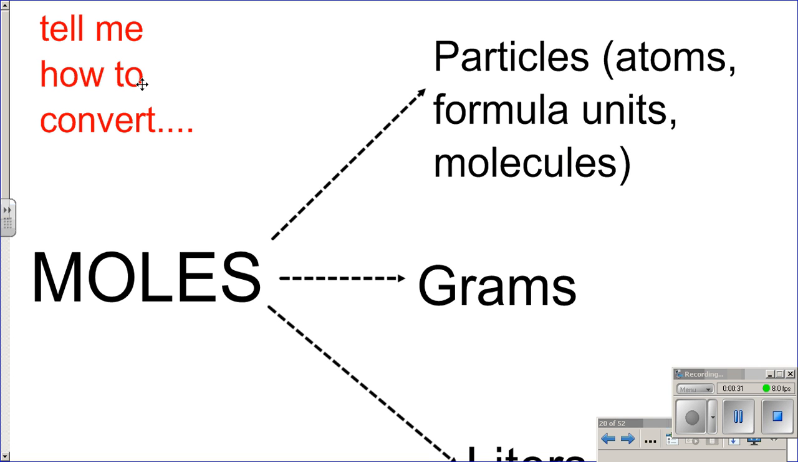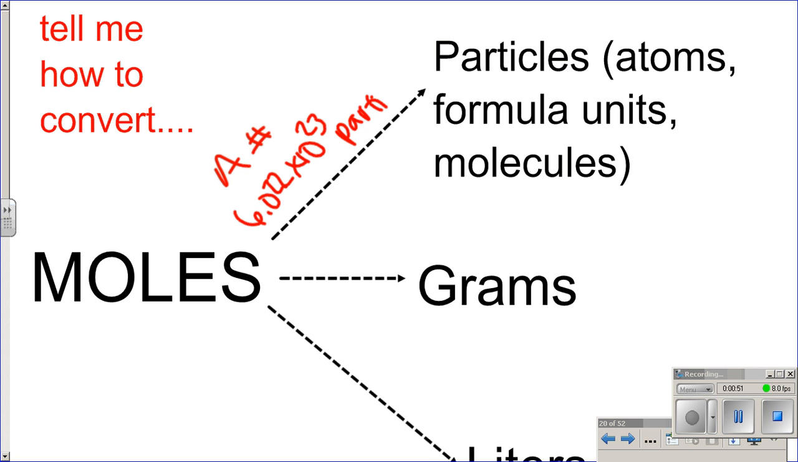So you're not always going to be able to go, oh, hey, I want to go from grams to particles. No, you're not going to be able to usually go straight from grams to particles. You have to go to moles first and then bounce back to another unit. So if I want to go from moles to particles, what number comes to mind? Avogadro's number, okay, which is 6.022 times 10 to the 23rd.